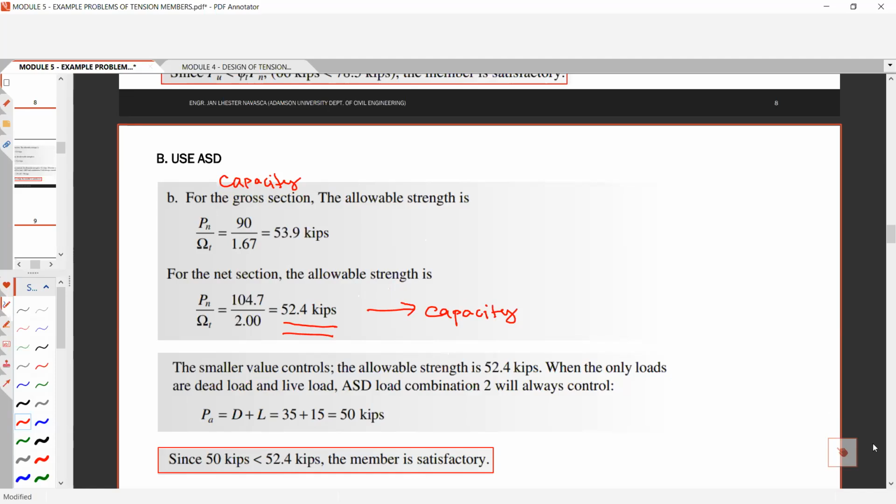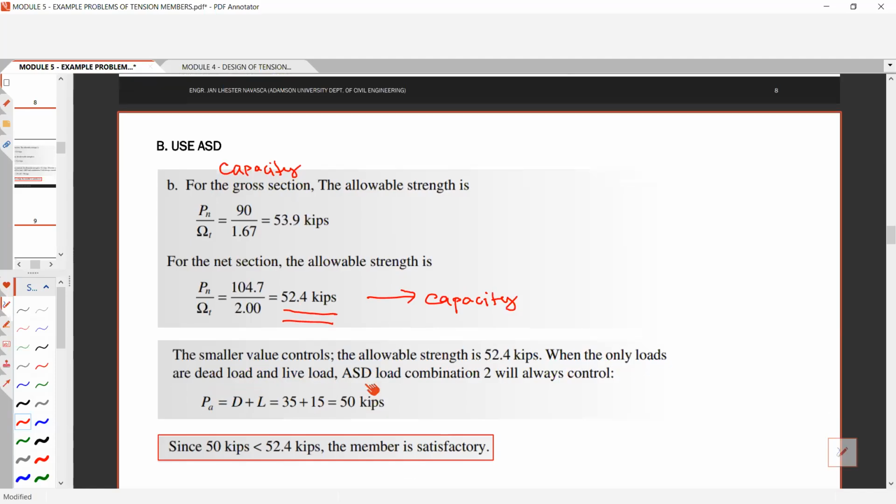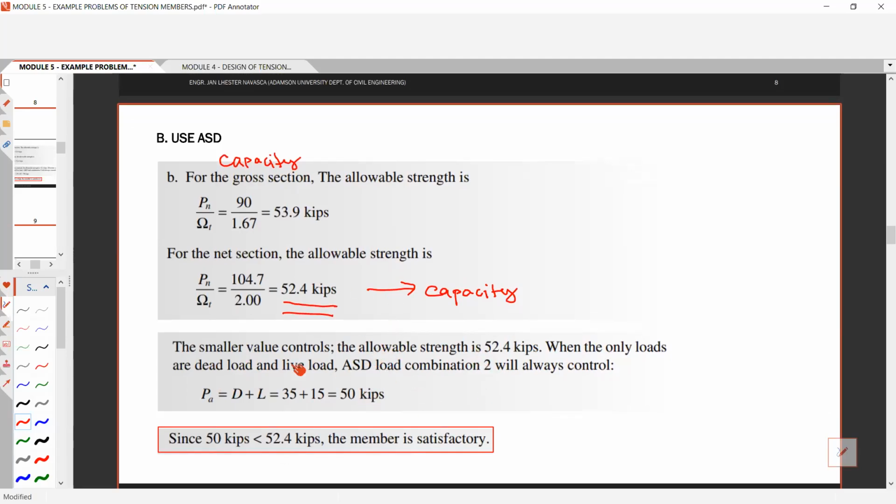Okay, so when the only loads are dead load and live load, based on your ASD load combination, dead load plus live load will govern. Basically, you just add the dead load, that is 35 kips, and the live load, that is 15 kips. You get 50 kips for your demand load. Therefore, comparing the capacity to your demand, since your capacity is greater than the demand, the member is satisfactory.